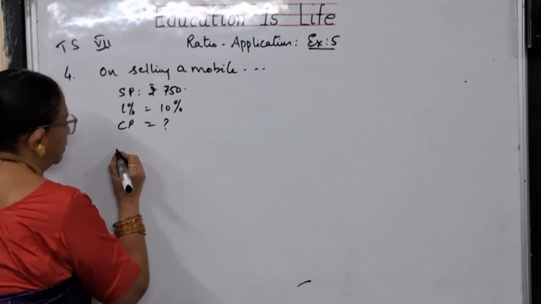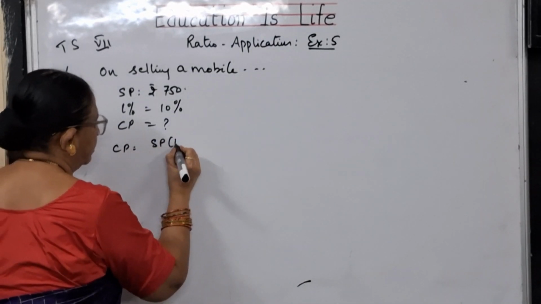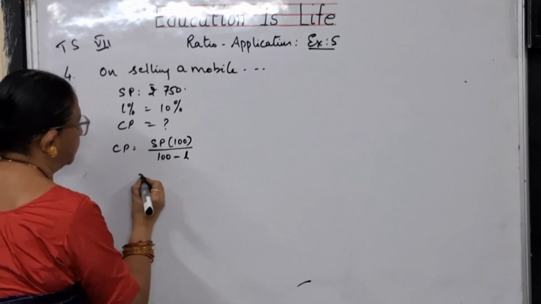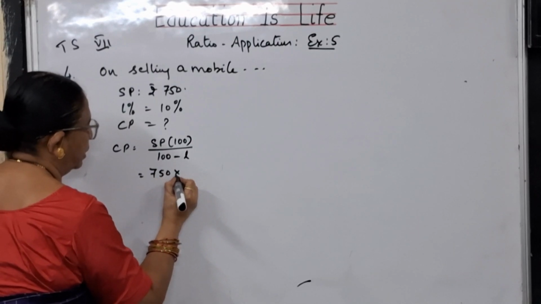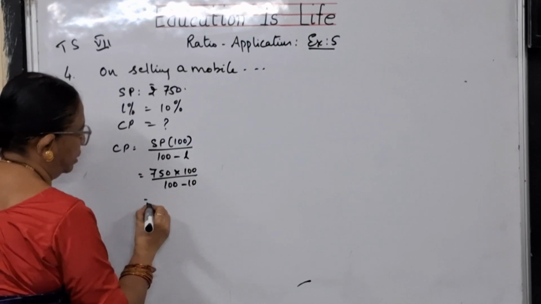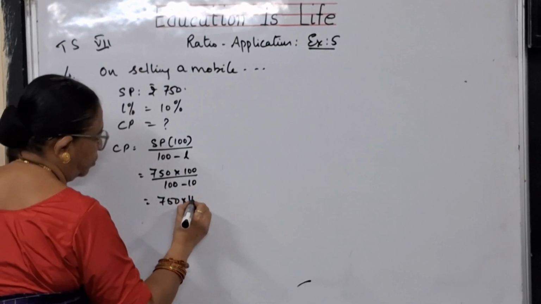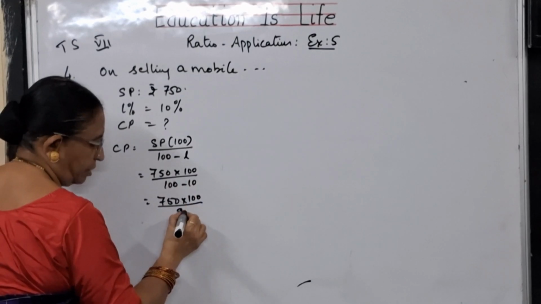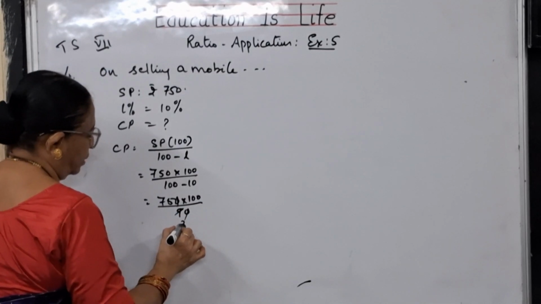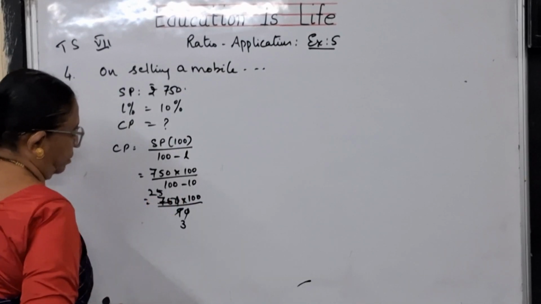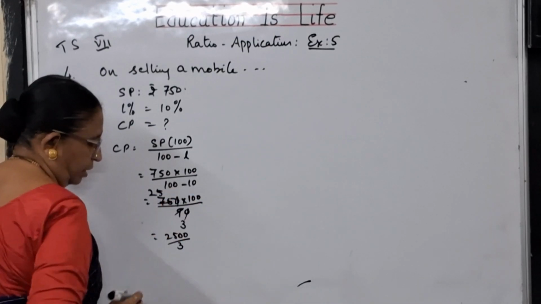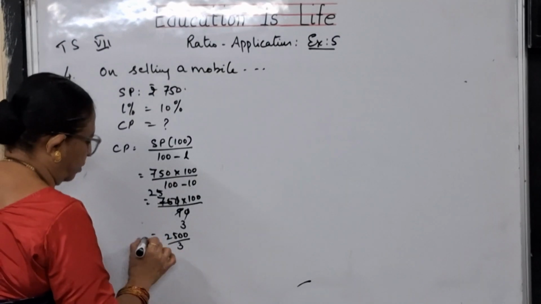So what is the cost price? Cost price is equal to selling price into 100 by 100 minus loss. This is loss, so minus loss. So selling price is 750 into 100 by 100 minus 10, that is 750 into 100 by 90. So 0 and 0 will get cancelled. 3 3s are 9, 3 2s are 6, 3 5s are 15. So you are getting 2500 by 3. Let me keep this as it is, cost price.